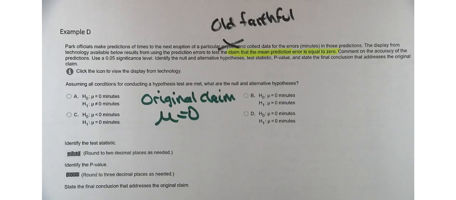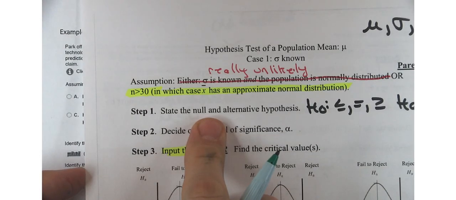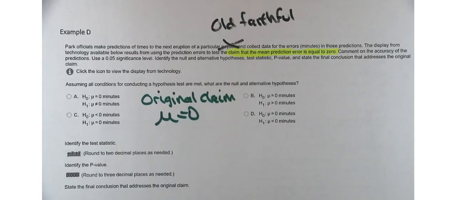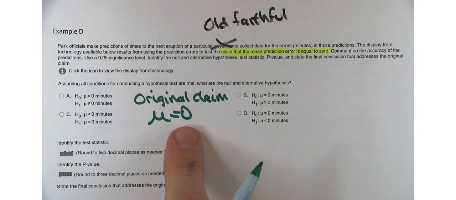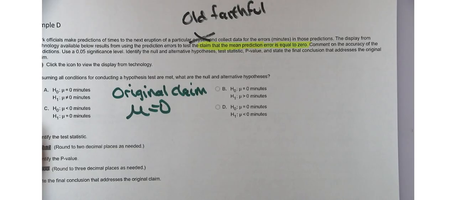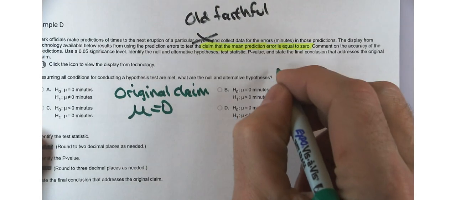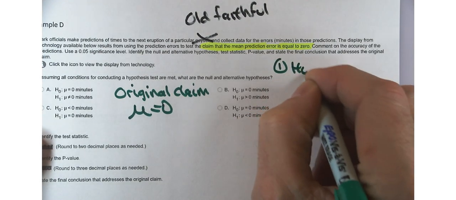Now, let's run through our list of steps for a hypothesis. First thing is to state the null and alternative hypothesis. So you've got your original claim. Decide if that's going to be part of H0 or HA. So this is going to be our first step. H0, HA.